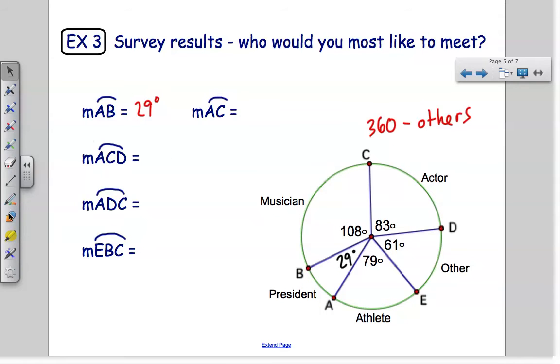Measure of arc AC, minor arc. Quickest way from A to C would be right here. And if I want the entire arc there, I'm going to add the 29 degrees plus the 108 degrees. Remember, an arc is the same as the measure of its central angle. I'm adding 108 and 29 here, and I get 137.